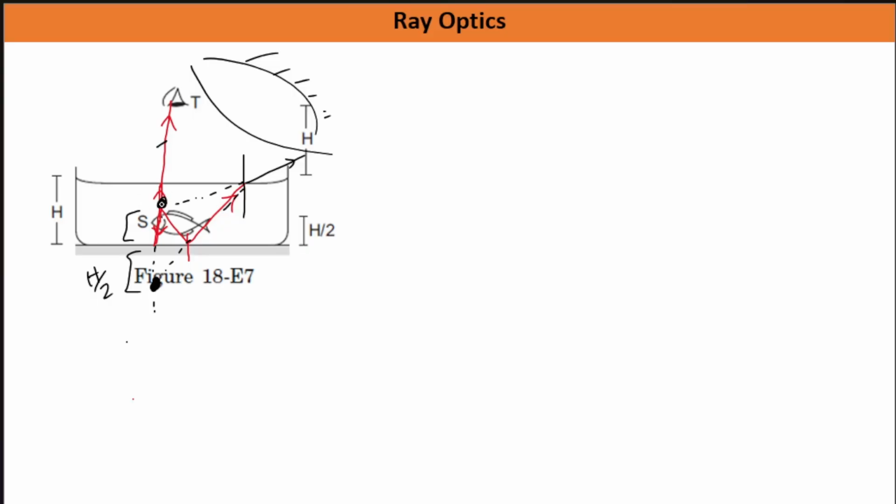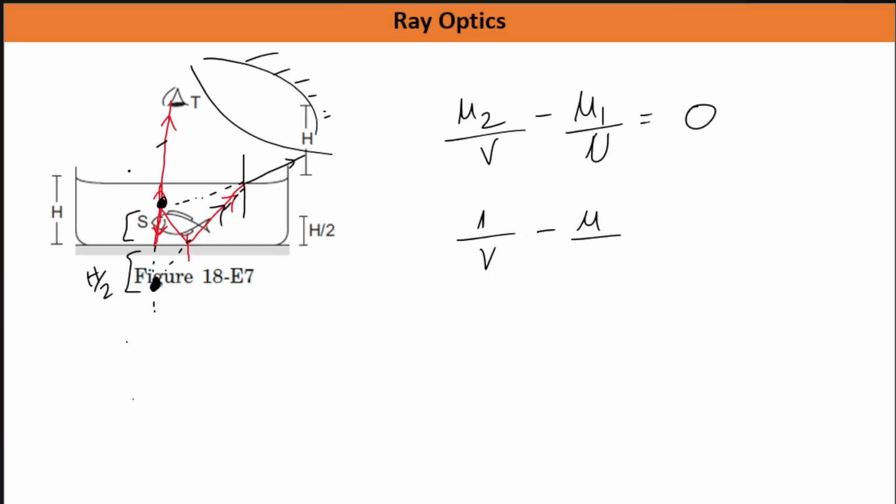Now see how you trace this image, let's draw it. So what is the basic formula? mu2 by v minus mu1 by u is equal to 0. So mu2 is the refractive index of the media in which the refracted light is, it is in air, so 1 by v, minus mu1, the media in which the incident light is, it is in water, so it is mu divided by u, the object distance. So what is the object distance from this interface? The incident light is coming from here. So the object distance will be this much, which is h plus h by 2. So this is 3h by 2.